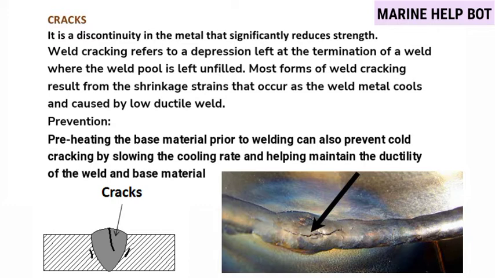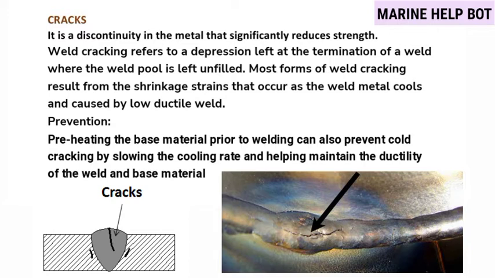For the prevention, preheating the base material prior to welding can prevent cold cracking by slowing down the cooling rate. So wherever we think that there will be cold cracking, we can slow down the cooling rate, helping in maintaining the ductility of the weld and the base material. Basically, cracks happen whenever the cooling rate is not proper and we are having low ductile weld. You can see in the images given below, this type of defect is known as crack.